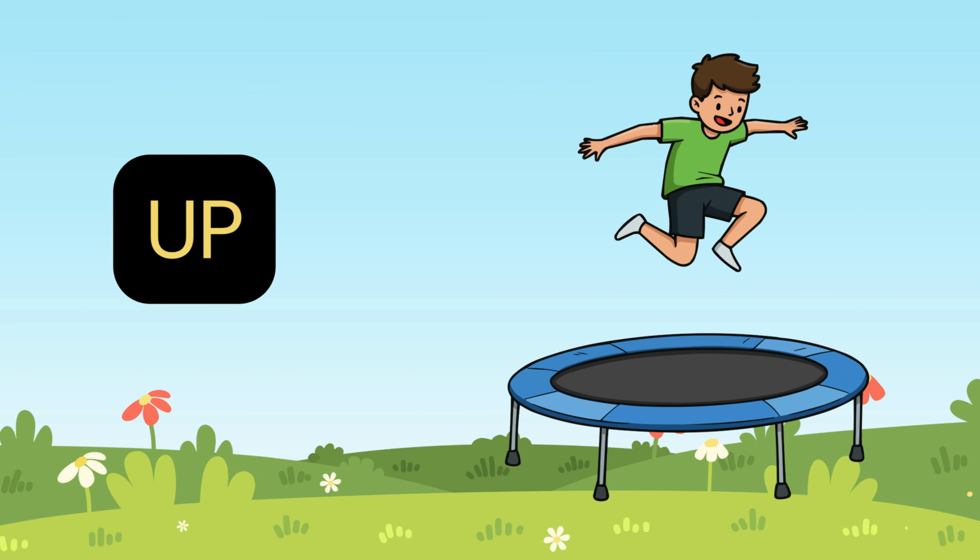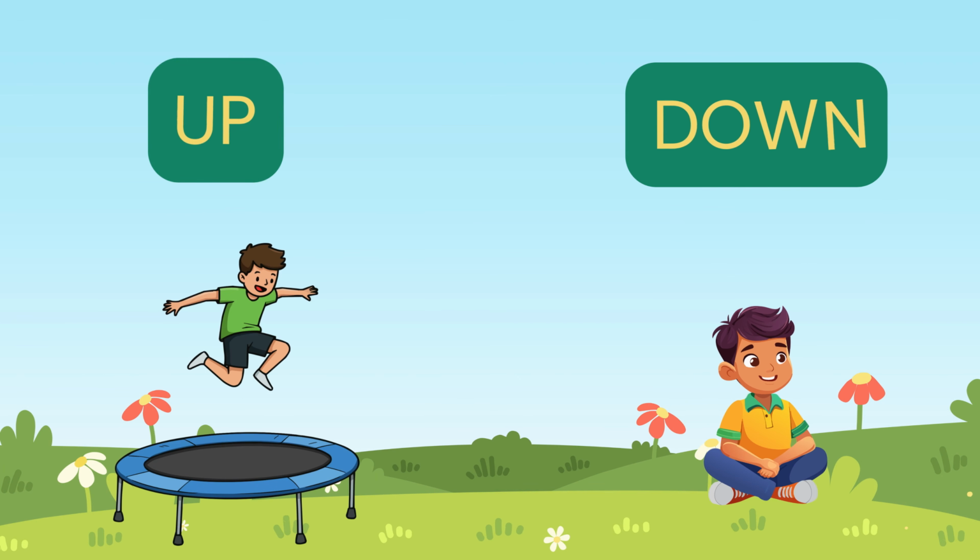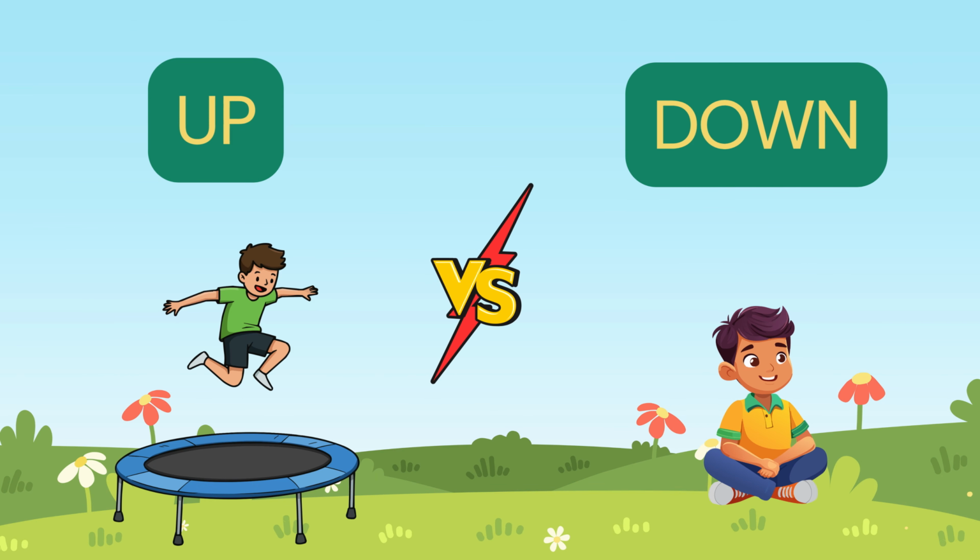Boy is jumping up. Up. Boy is sitting down. Down. Boy is jumping up and boy is sitting down. Up and down.